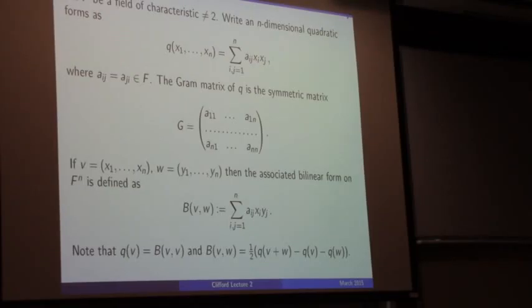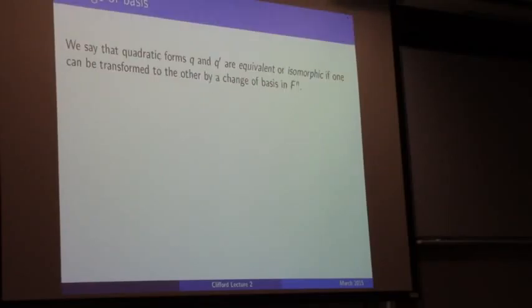So this is all one learns over the real numbers. One learns of this in the linear algebra class. In characteristic 2, of course, that 1/2 becomes a problem, and the link between quadratic forms and bilinear forms is not quite as direct in that setup.